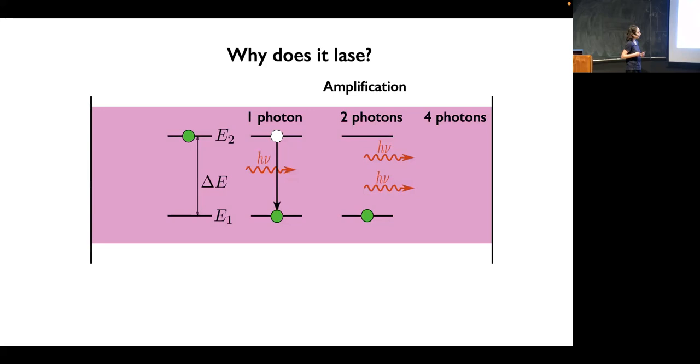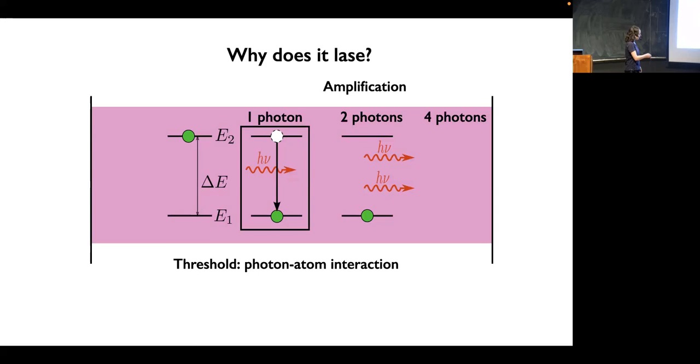Why is there that threshold? Well, it turns out that this is due crucially to an interaction between the photons and the atoms. In particular, when this photon comes through, it knocks this atom out of its excited state into its ground state. And that means that for this chain reaction to take off, you first have to have a sufficient number of atoms in the excited state that have been pumped up by energy. And this is a so-called population inversion.